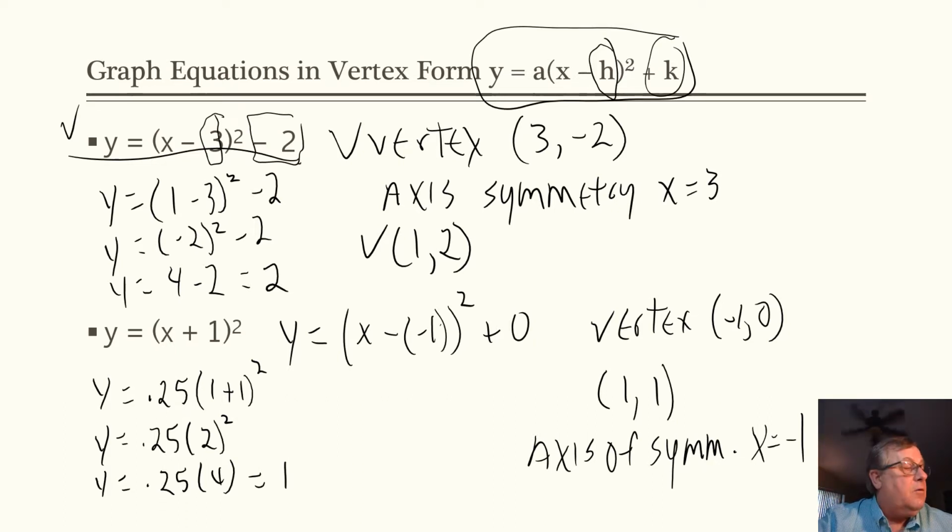And then in my second equation, I've got a vertex of (-1, 0), and I've got another point of (1, 1). And I've got an axis of symmetry at x = -1. Let's use this information and see what we can find on the graph.